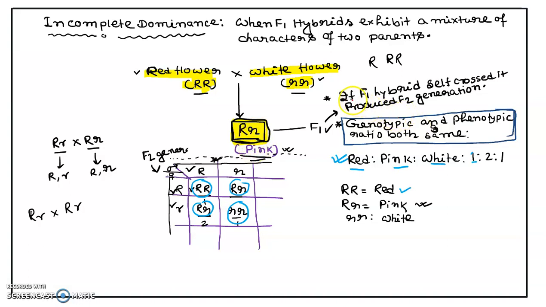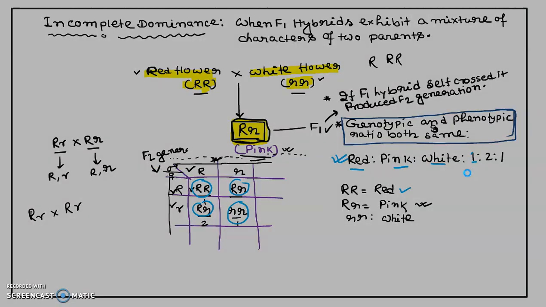Right? So if the F1 hybrids are self-crossed, they produce the F2 generation. In the case of incomplete dominance, the genotypic and phenotypic ratios are both the same. If you put capital R and small r in a Punnett square, we get red to pink to white in the ratio 1:2:1. That is, the genotypic and phenotypic ratios are both the same in incomplete dominance.